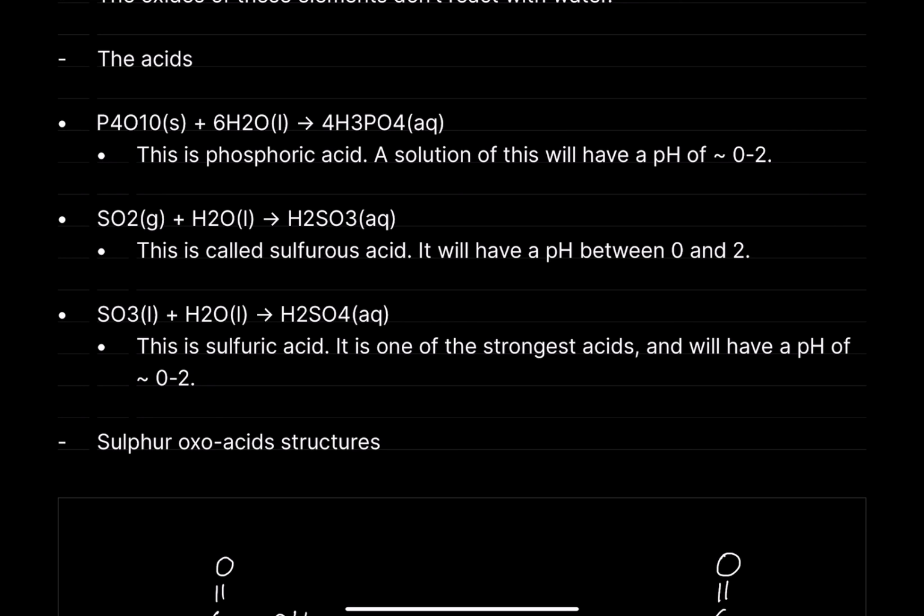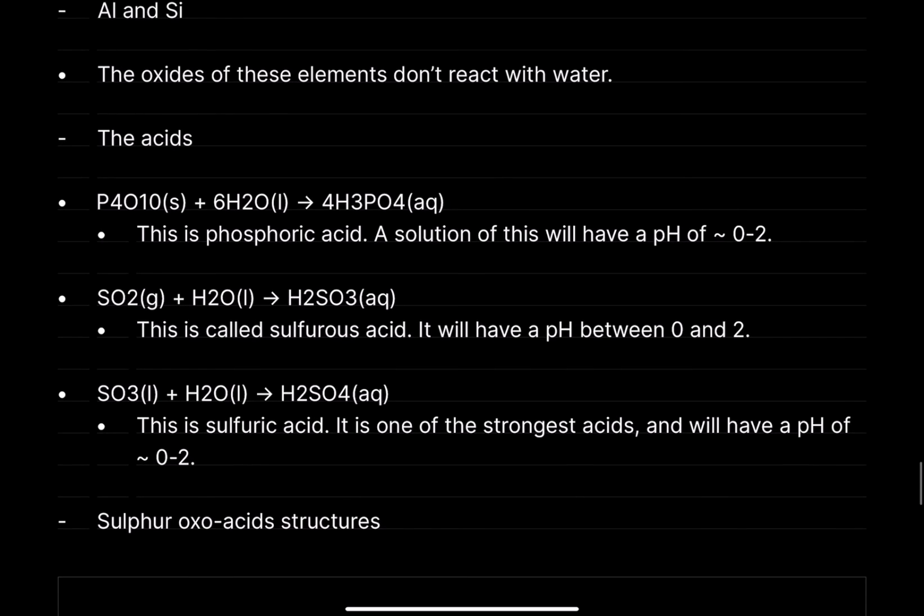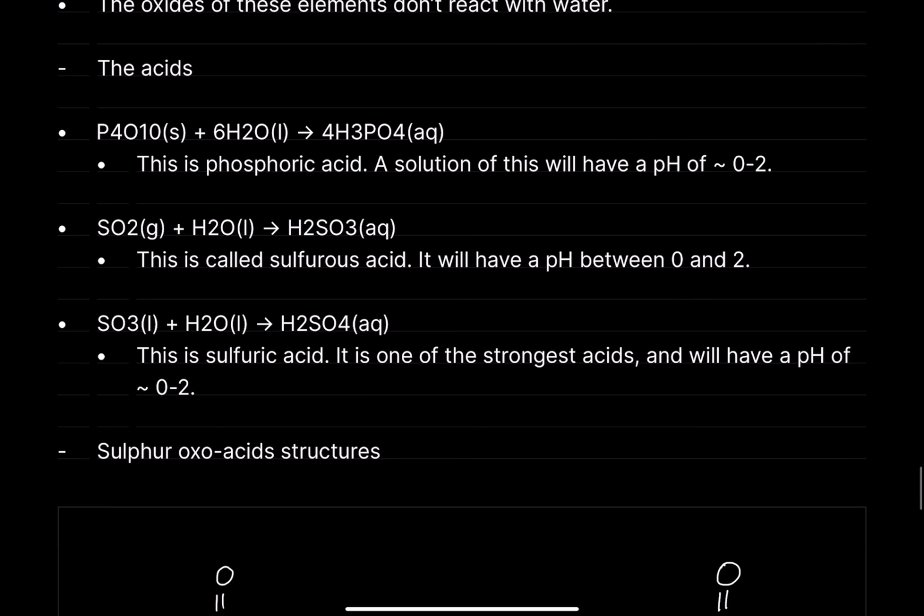But the point being here, I'm probably extending this more than it has to be, but I think you can already see the trend that's going on here between the oxides of these non-metals and water, and how they react with water, forming more acidic compounds in solution. Here we're forming sulfurous acid, phosphoric acid, and sulfuric acid, very strong acids in solution that have pH between 0 and 2.